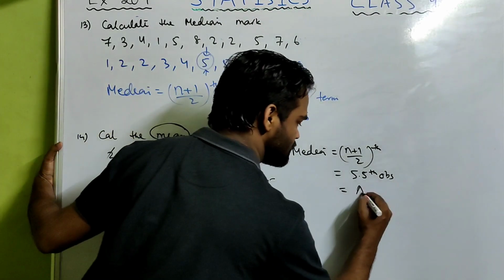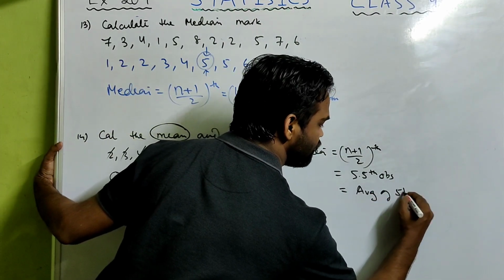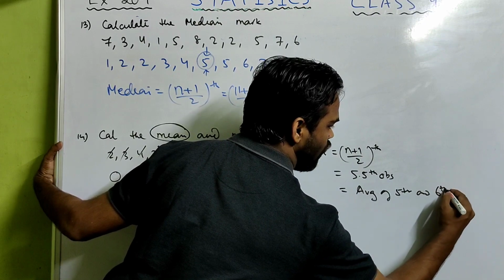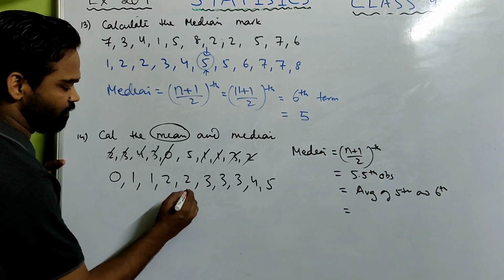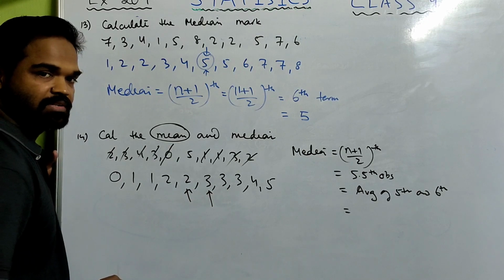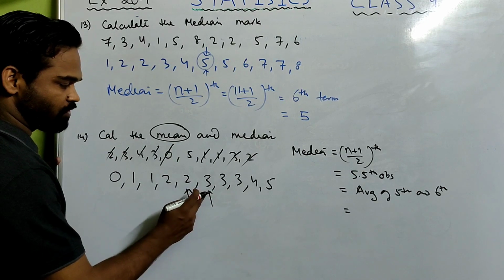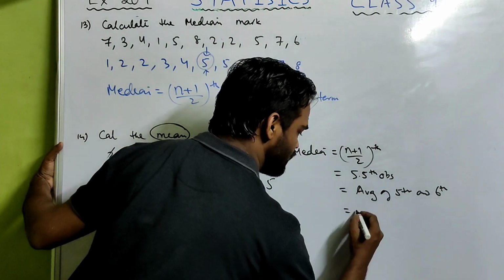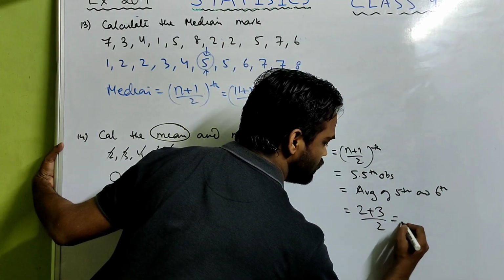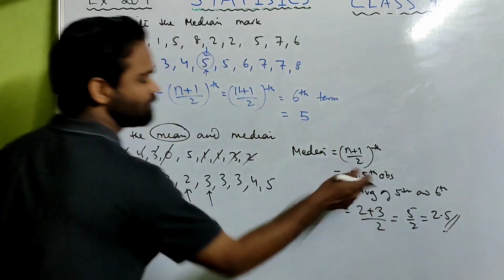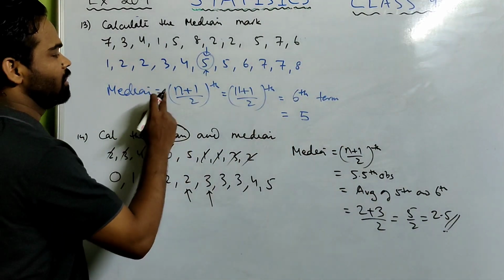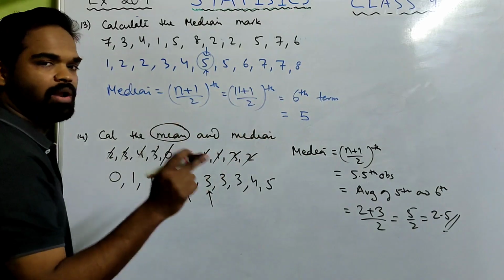We know that's the average of the 5th and 6th observation. So what is the 5th observation? 1, 2, 3, 4, 5. What is the 6th observation? This 2 is your 5th observation, 3 is your 6th observation. So the average is 2 plus 3 by 2. That's 5 by 2. That's 2.5. So that's the median.